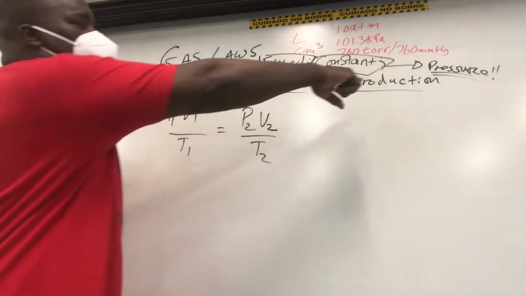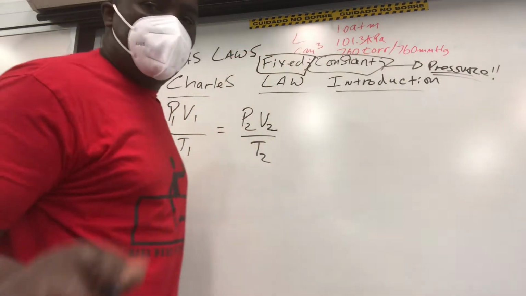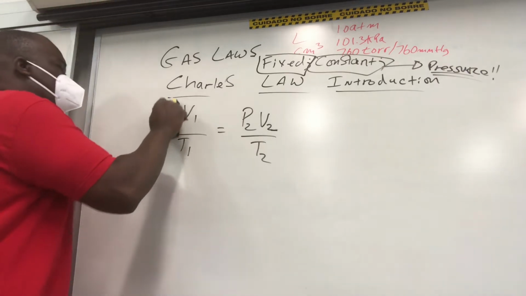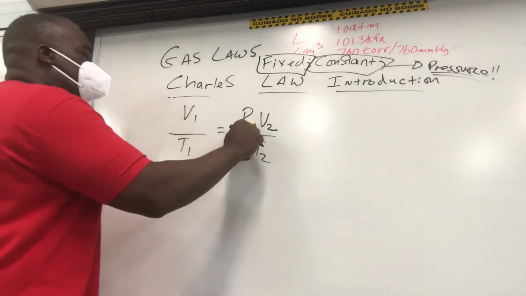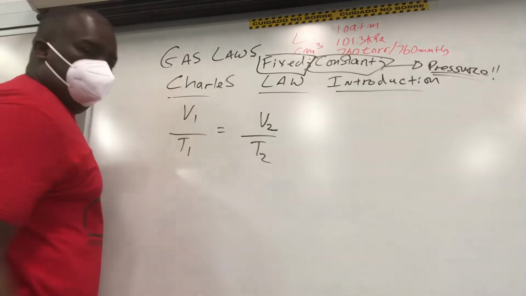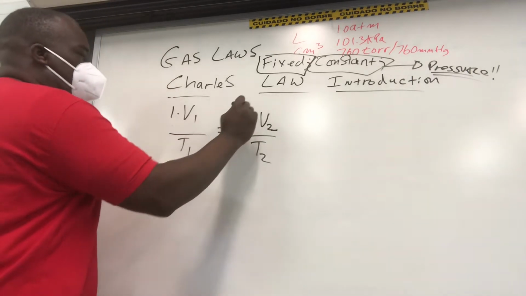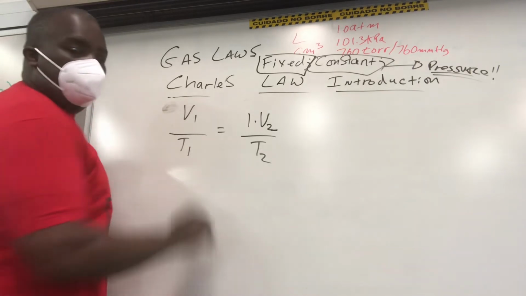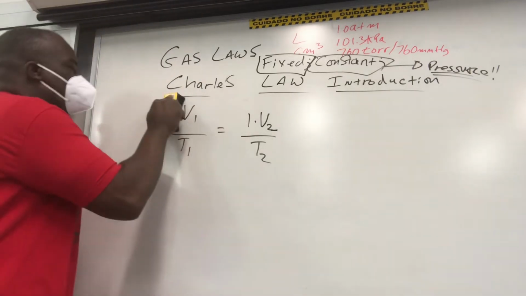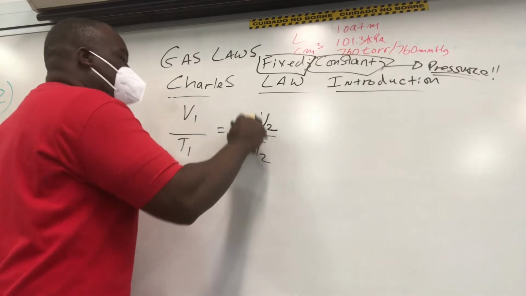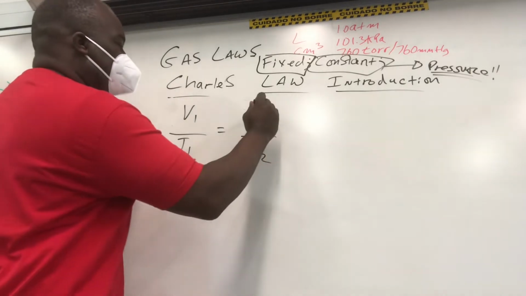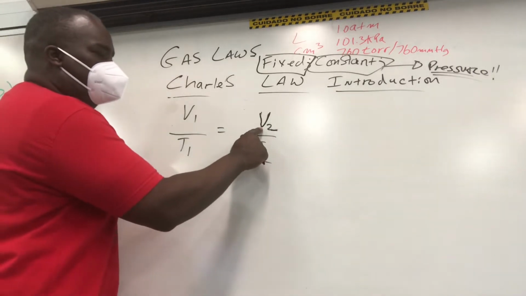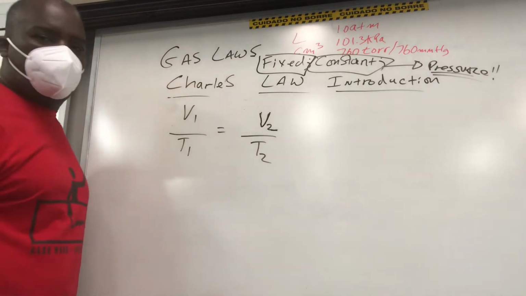So, we have pressure constant, right? When pressure's constant, we agreed in class, we can turn these guys into ones, right? There. Now if you put ones here and ones there in place of the pressures, guess what happens? 1 times anything is that same thing, right? Bam. So now, what do we have? We have V1 over T1 equal to V2 over T2.